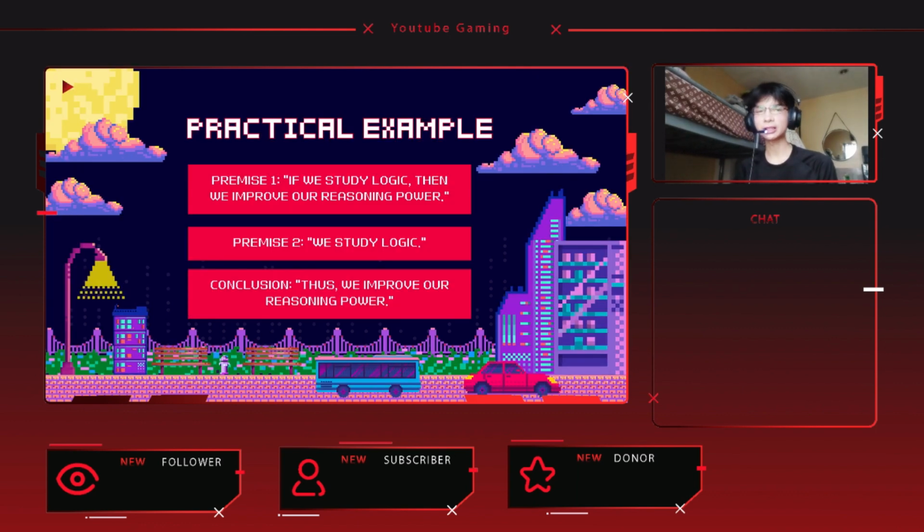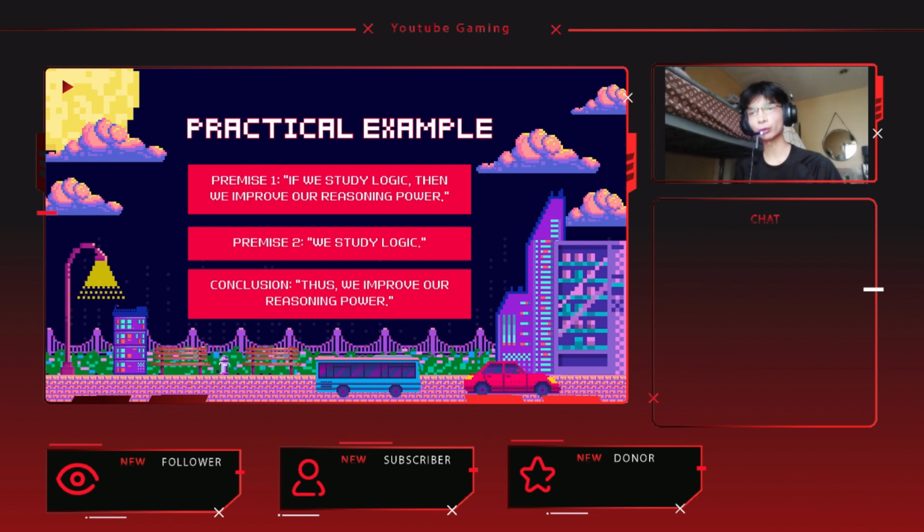Let's try a practical example of logical structure. Let's take this real-world example. Premise 1. If we study logic, then we improve our reasoning power. Premise 2. We study logic. Conclusion. Thus we improve our reasoning power. And here's the symbolic representation of this example. S equals study logic and R equals improving reasoning.